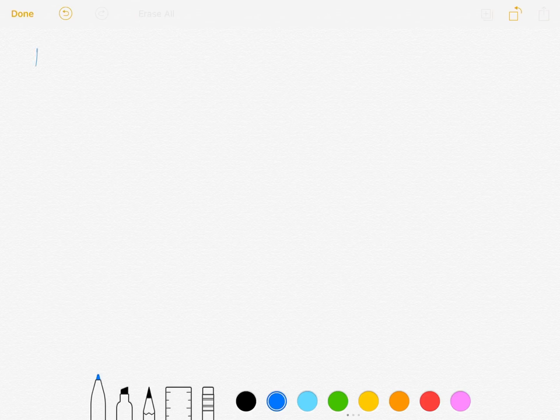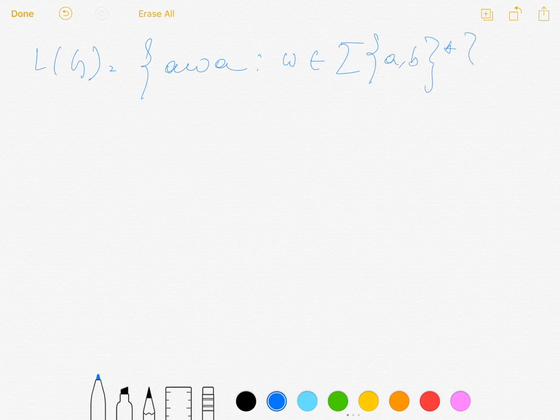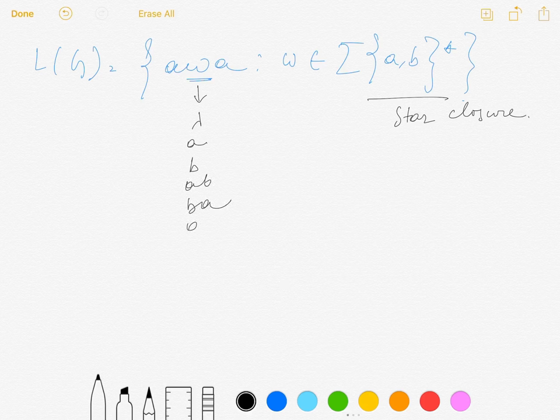Suppose I am taking one example, L = {aωa}, where ω belongs to {a, b}*. Now ω belongs to {a, b}* means it may be any combination of a or b, including lambda also, because it is a star closure. Now ω may be lambda, ω may be a single a, ω may be ab, ω may be ba, or it may be anything.